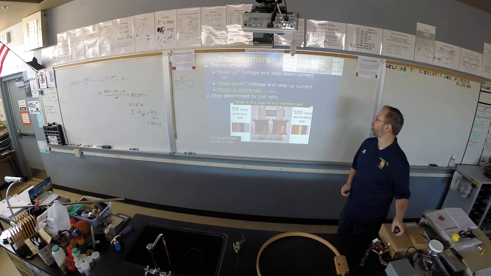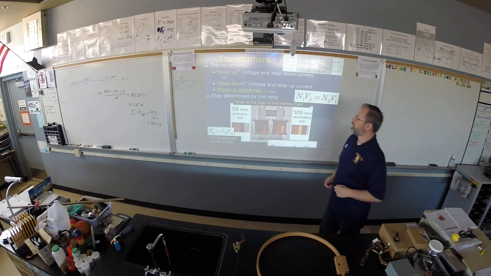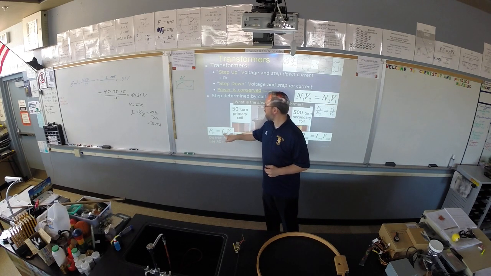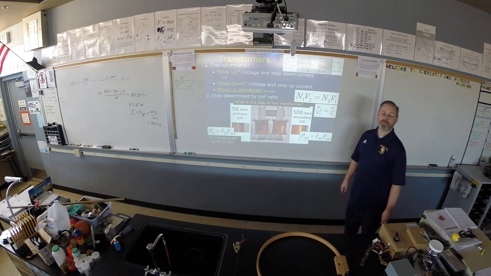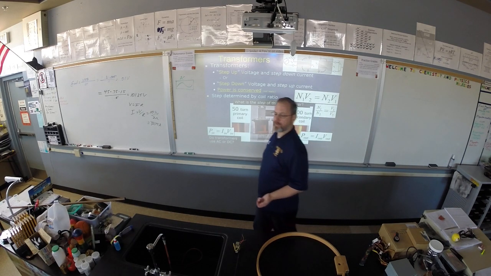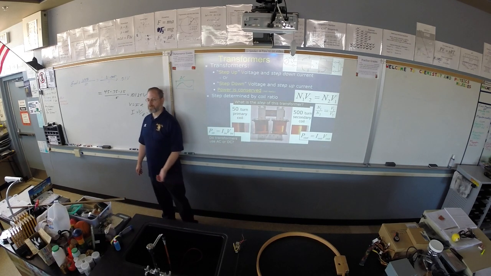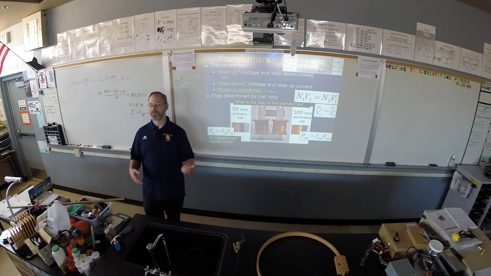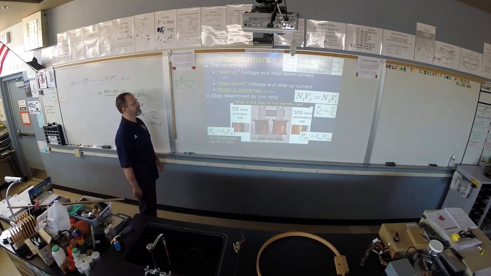Yeah, P equals IV, current times voltage. So the power in should equal the power out. A transformer has two sets of coils, a primary coil and a secondary coil, that are linked together with what's called a soft magnetic material. Sometimes they just call it soft iron. I'll tell you why soft is important.